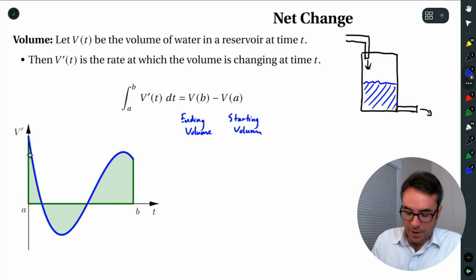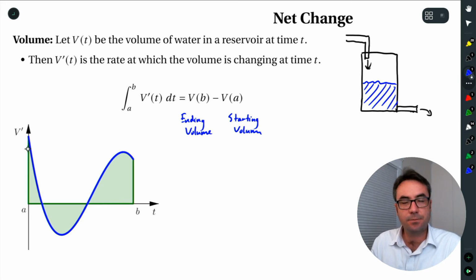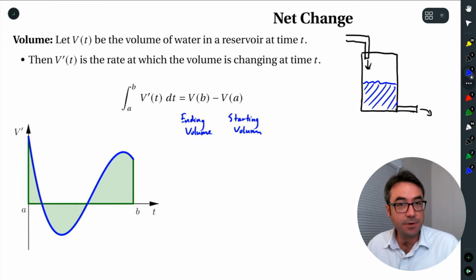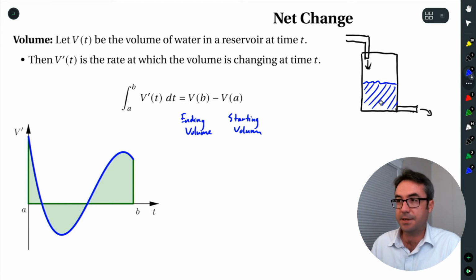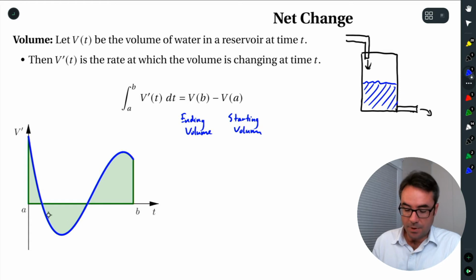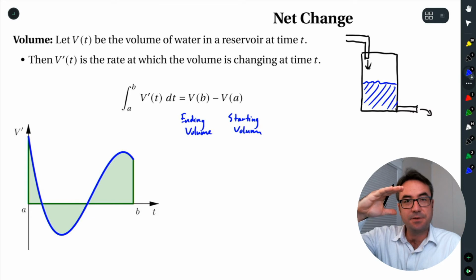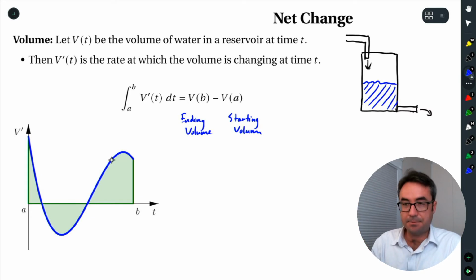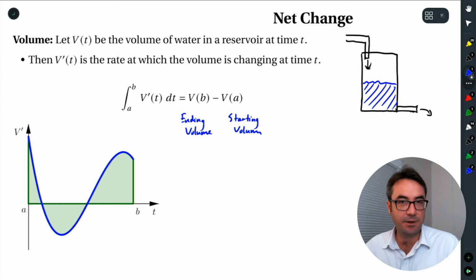And so we've graphed the function V prime. And when V prime is positive, what does that mean? That means the volume is increasing. So the water level in our tank is going up. When V prime is negative, what does that mean? Well, that means the volume in our tank is going down. And when V prime is positive again, our volume is going back up.